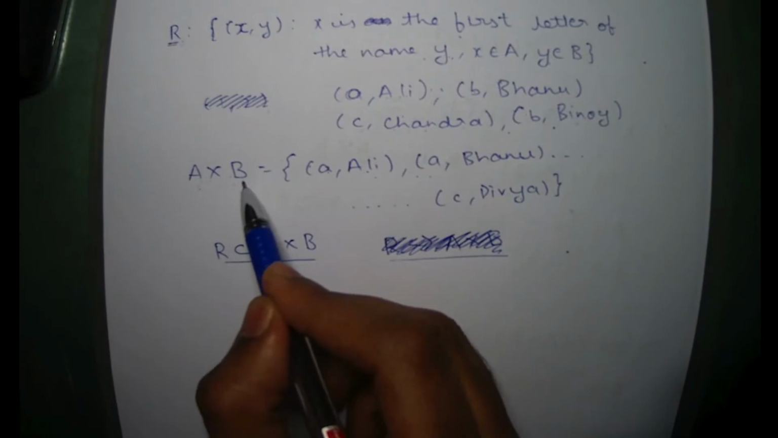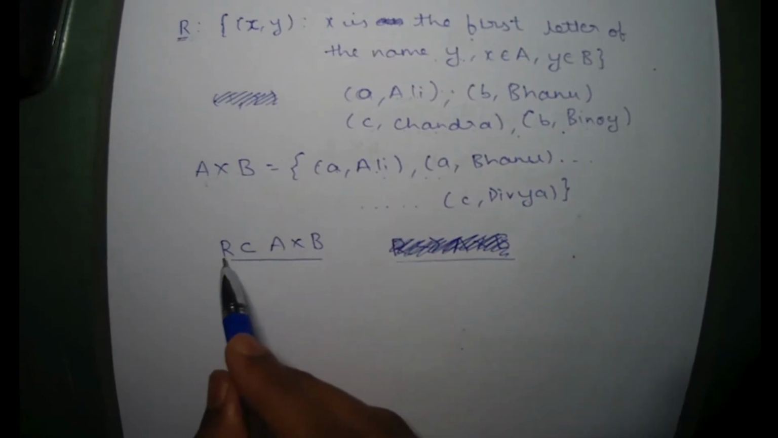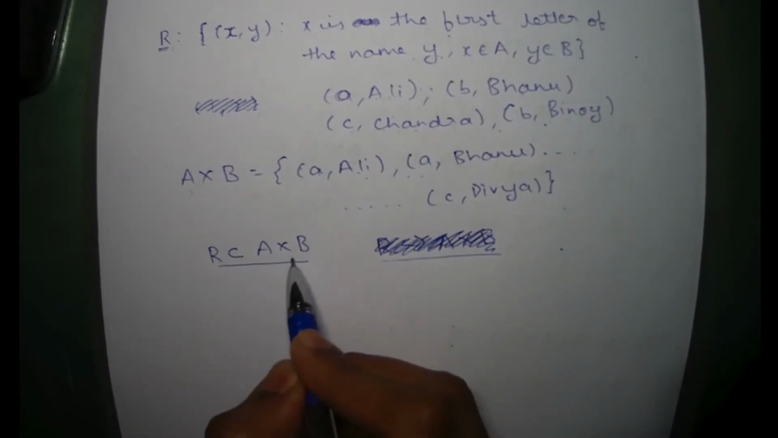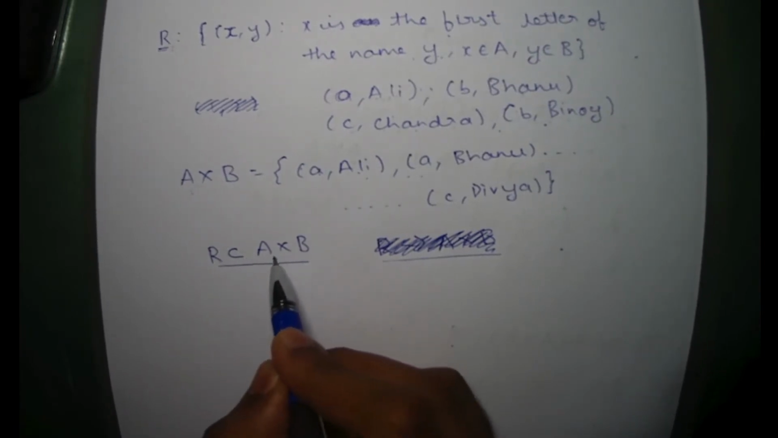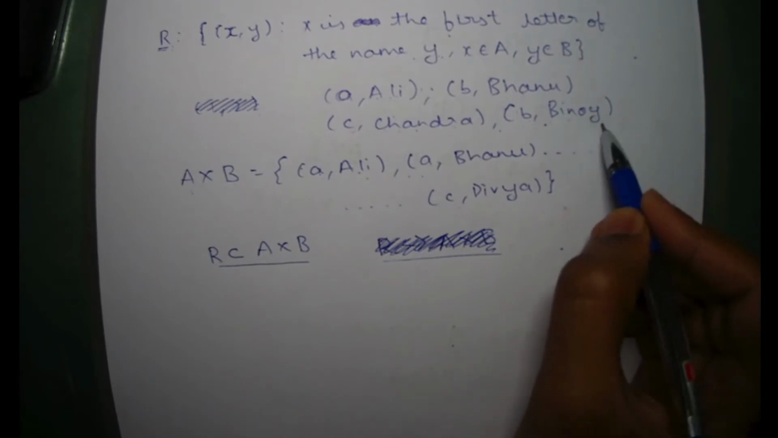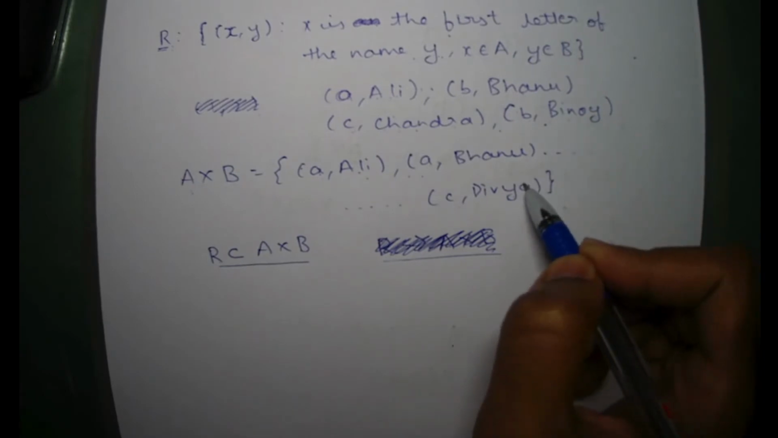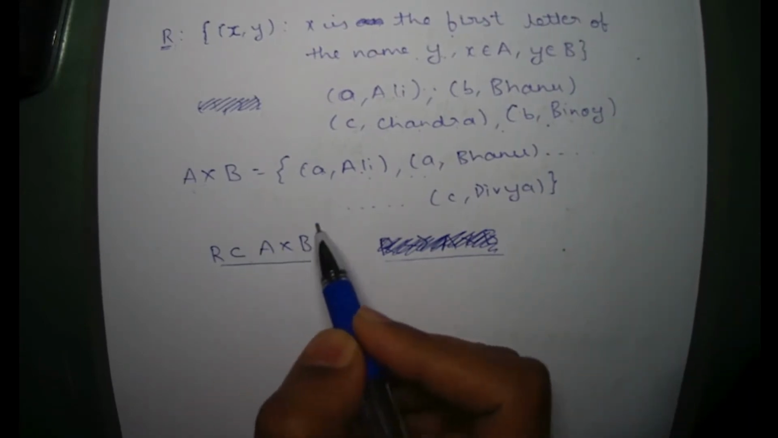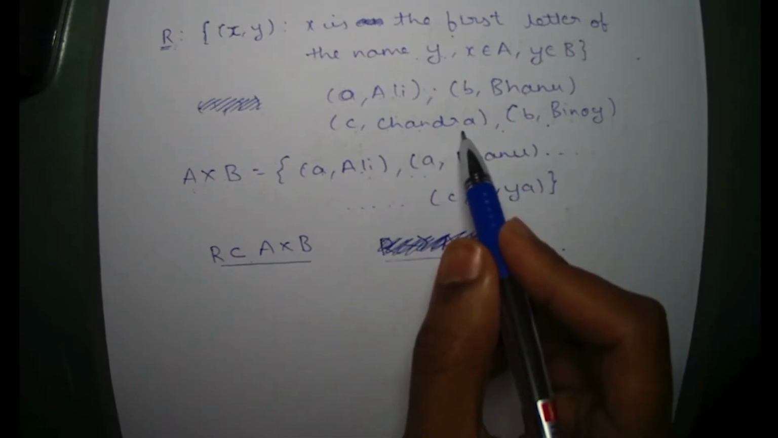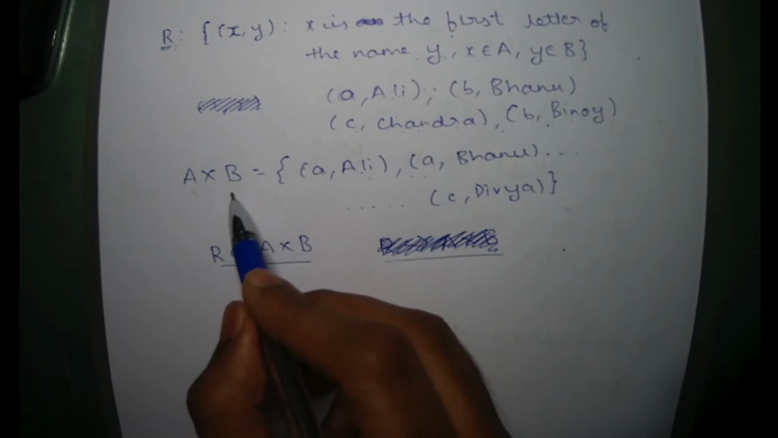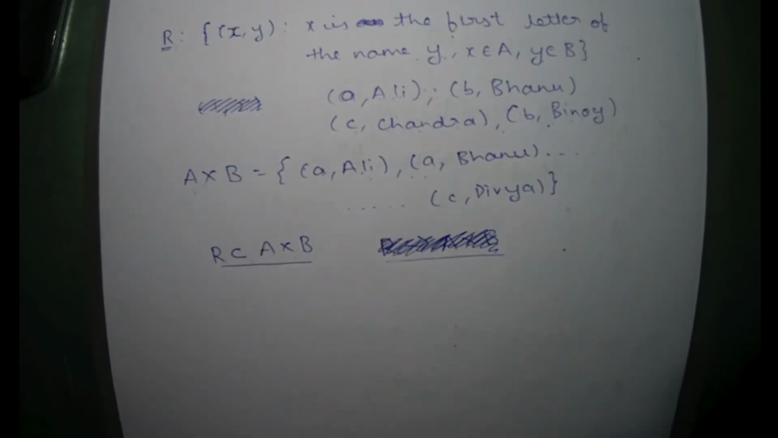From this we can come to the conclusion that the relation R, which we defined earlier, is always a subset of the Cartesian product of the two sets A and B. If we find any pair which is not a part of A times B, the product of sets A and B, then that relation is not defined for those two sets. Any pair we get under that relation should be present in the product of the sets A and B.